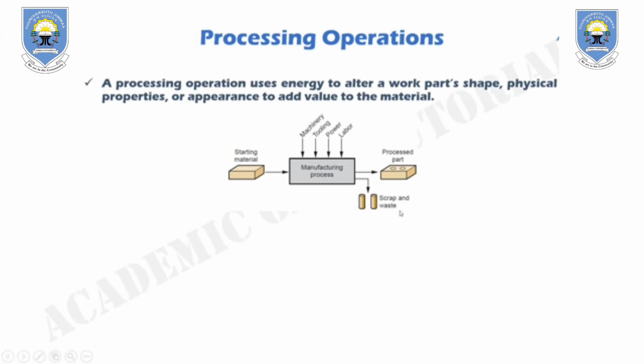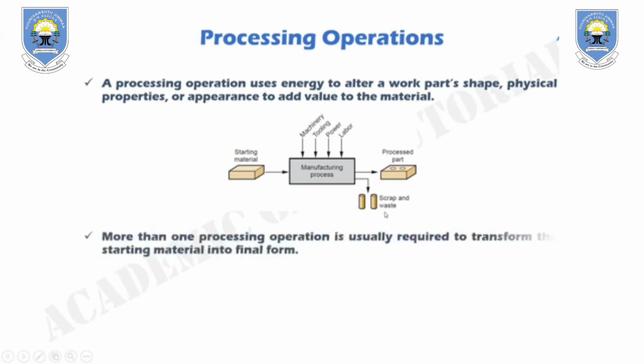Most production operations produce waste or scrap, either as a natural aspect of the process, for example, removing material as in machining, or in the form of occasional defective pieces. It is an important objective in manufacturing to reduce waste in either of these forms. More than one processing operation is usually required to transform the starting material into final form. The operations are performed in the particular sequence required to achieve the geometry and condition defined by the design specification.